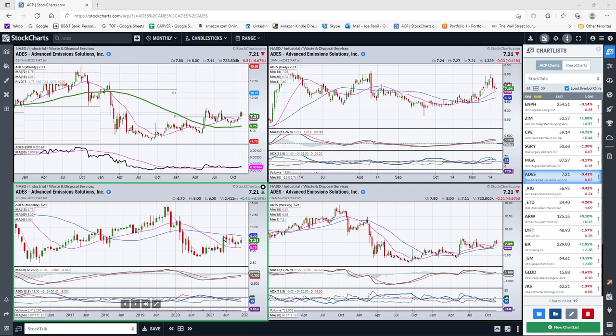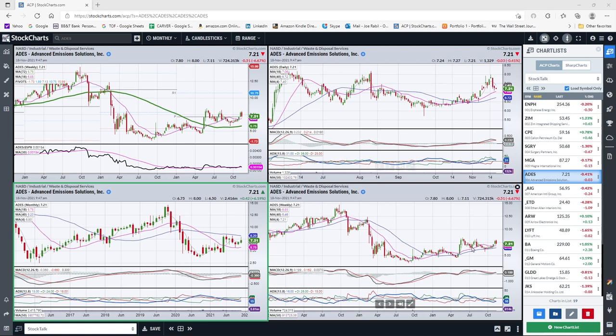And notice what's happened since then. We've just gone sideways and we've pretty much stayed inside this bar since then. So that's been 6 months now. But during the process of doing that, the 18-month is now rising. So from that standpoint, I'm kind of encouraged.